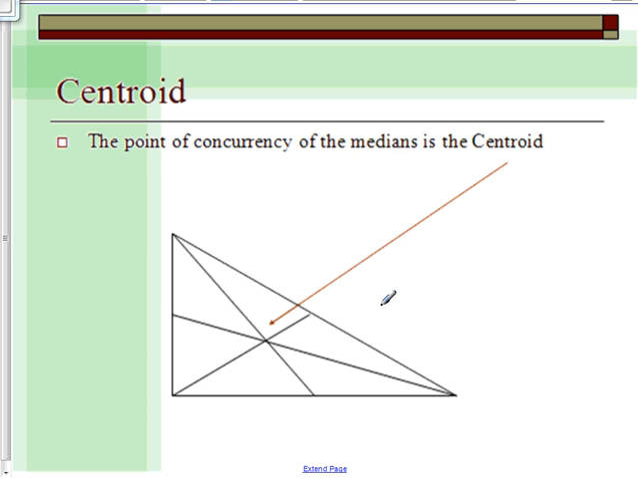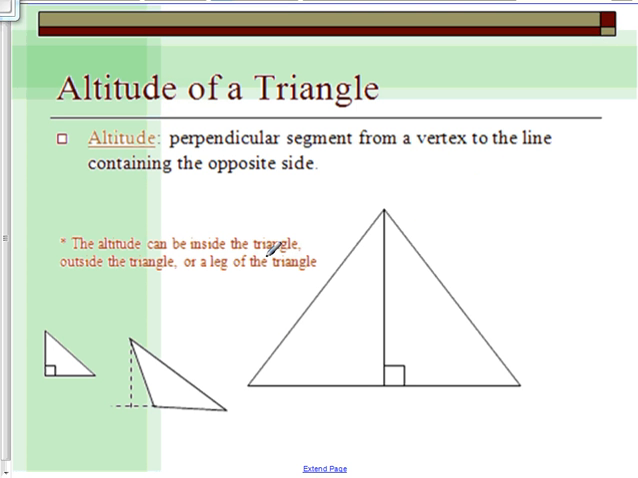All right, so the point of concurrency in the medians is actually called a centroid. So this little spot right here, it's called the centroid. All right, so that's everything I have about medians. Now we're going to switch over to the altitudes.